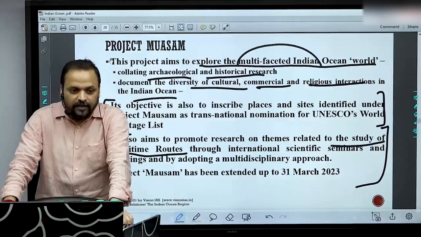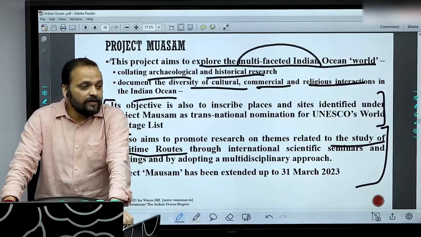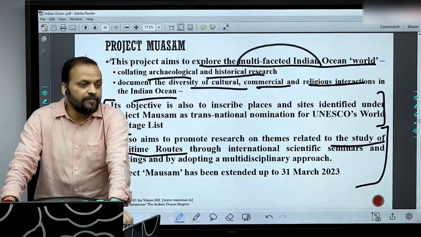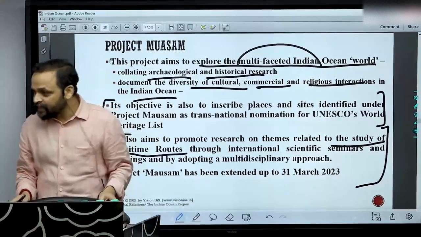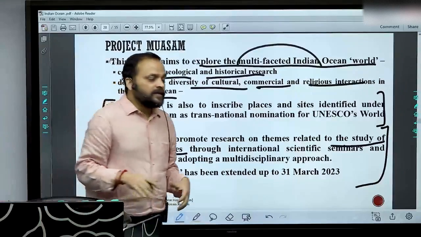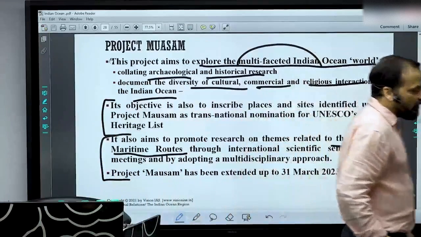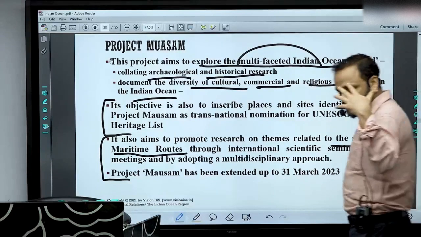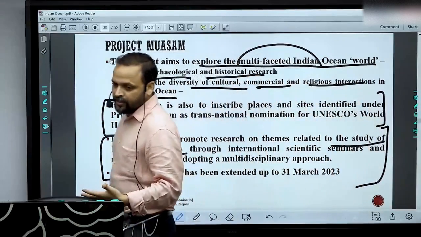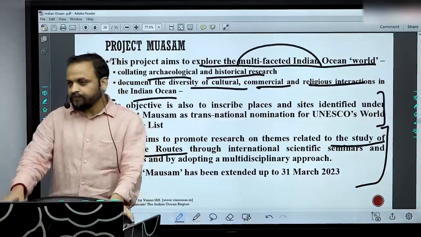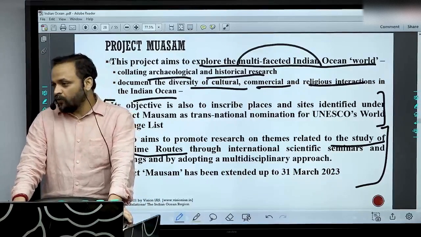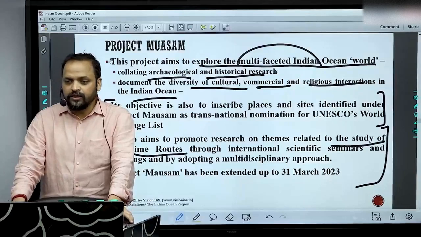So a project like Project Mosam is helpful in establishing the legitimacy, or the lack of it, in the case of modern day connectivity projects like BRI. So it establishes the legitimacy of India's role in promoting connectivity in the Indian Ocean region by highlighting how India has been central to movement in the Indian Ocean region, and thereby it also challenges China's claims of older ties with the Indian Ocean region.